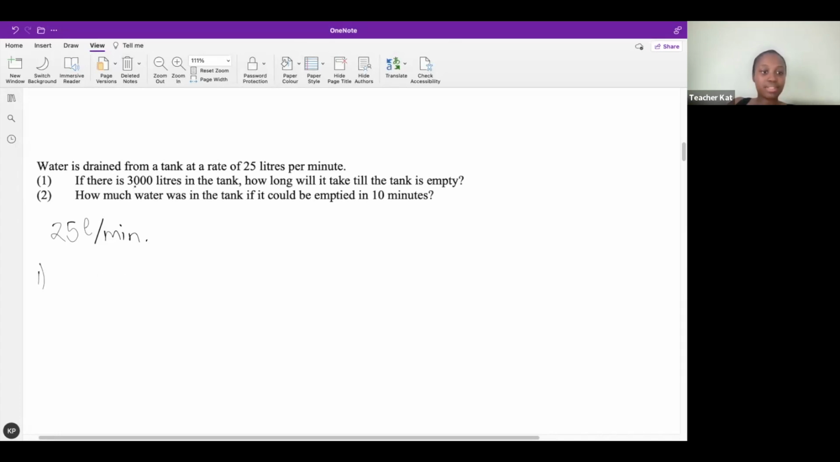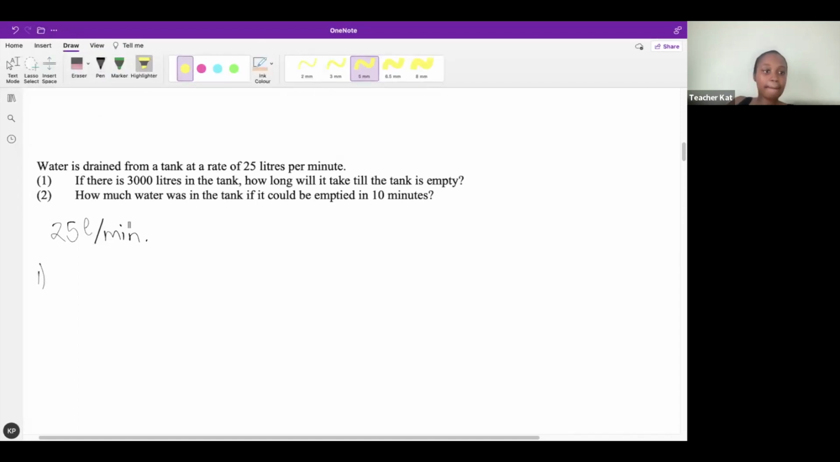Right? So now I have liters and liters, and I want to get to minutes here. Do you guys think I'm going to multiply or do you guys think I'm going to divide? Look at the units. Do you think I'm going to multiply or divide to get to my answer?